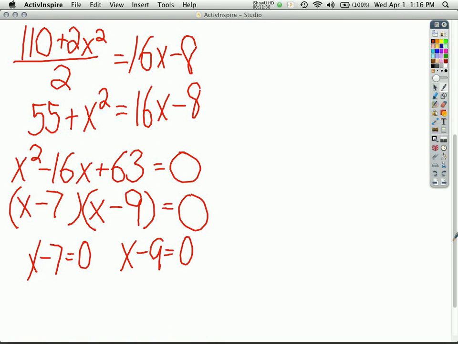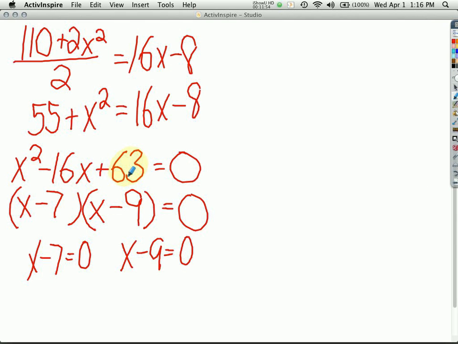Zabari and then Davis. Beautiful. Did it work? That's why it's there. Davis? How did you get 7 and 9 again? Two numbers that multiply to 63 and add to negative 16. Negative 7 times negative 9 is positive 63. Negative 7 plus negative 9 is negative 16.